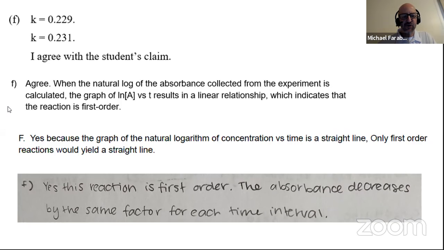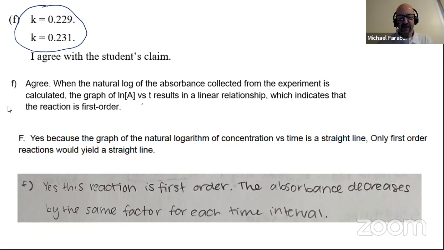This person says, I agree, but I'm not really sure what these two rate constants are supposed to indicate. The person says, I agree. When the natural log from the experiment is calculated, the graph of natural log versus t results in a linear relationship, but that's all they said. They never actually showed that they did this math. Okay, so be careful. Just by saying that natural log of absorbance versus time is a straight line without showing how you did it is not sufficient.